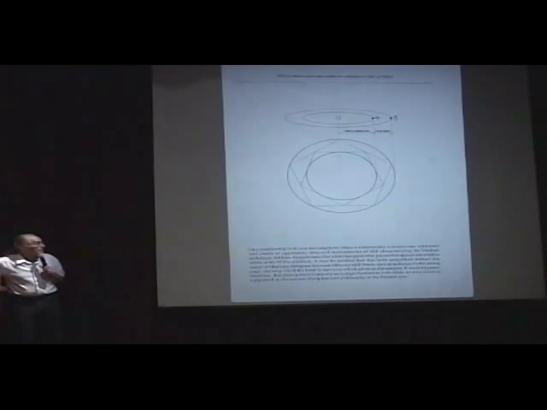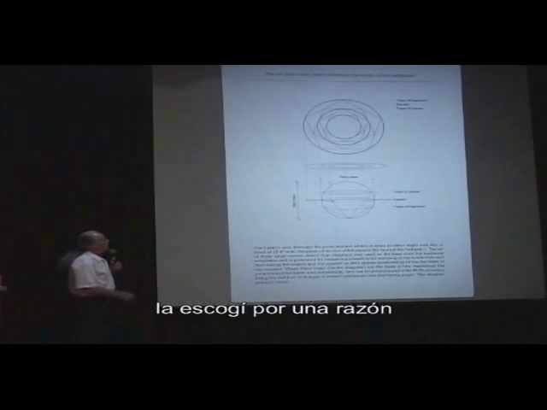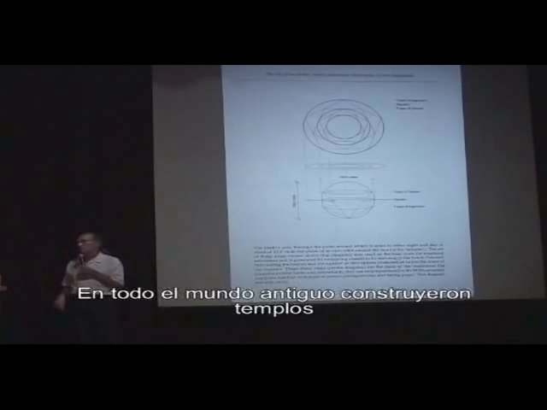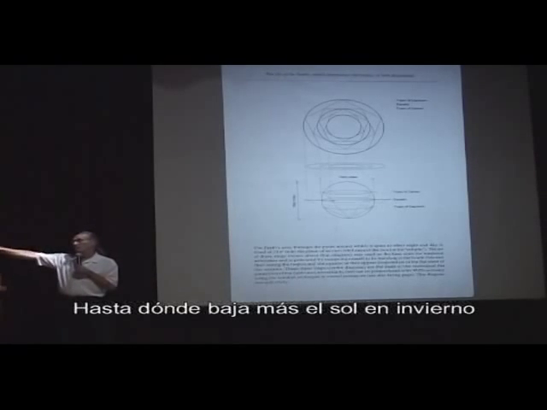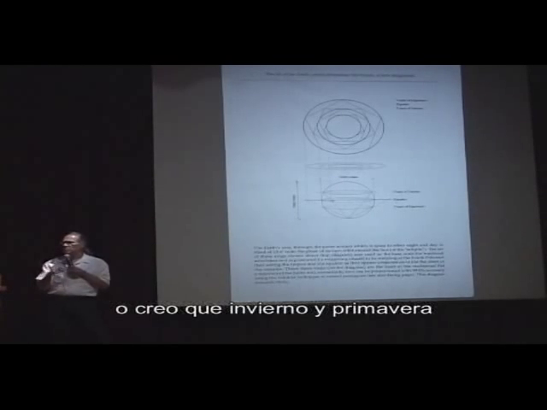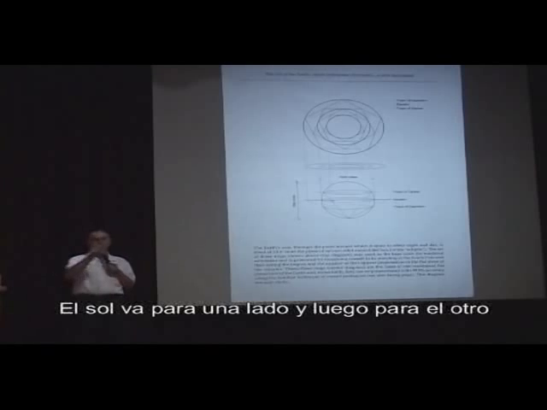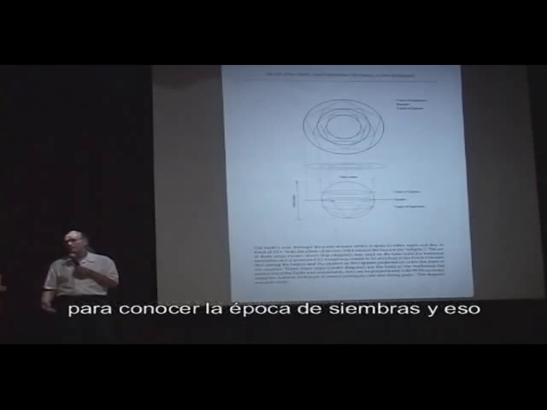Now, this one's a really interesting one. I chose it for this reason. All over the ancient world, they built temples to try to determine basically the Tropic of Cancer and the Tropic of Capricorn, the maximum winter dropping of the sun to the maximum summer. It's when the sun swings one way down and swings down the other way, and you try to determine those points. You need to know the equinoxes so you can do your planting and all these things like this.